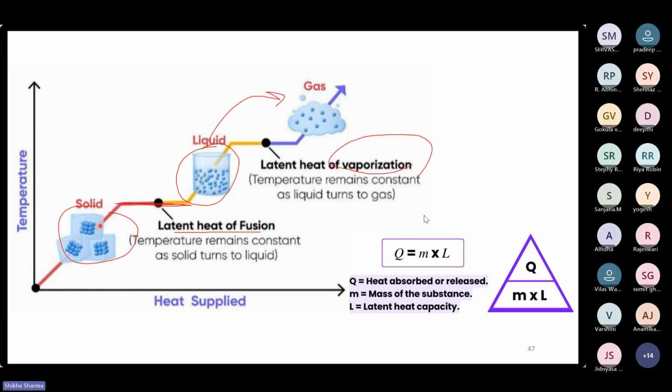So Q equals mL. Q is the heat absorbed or released, m is the mass of the material, and L is the latent heat. Whereas when we discuss specific heat, that is m cp delta T. Q equals m cp delta T.